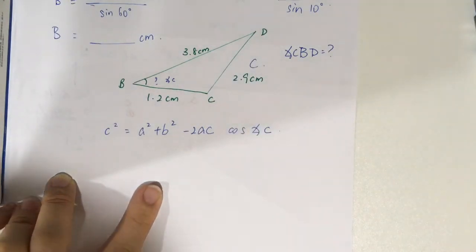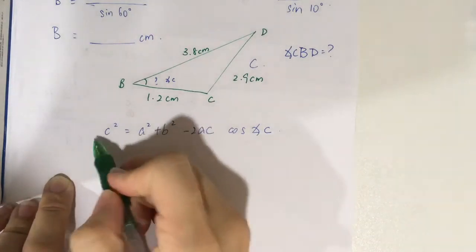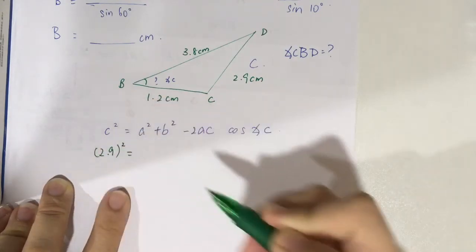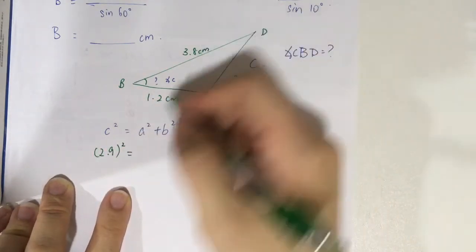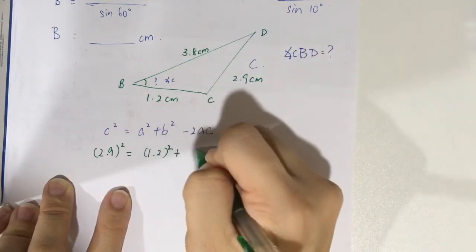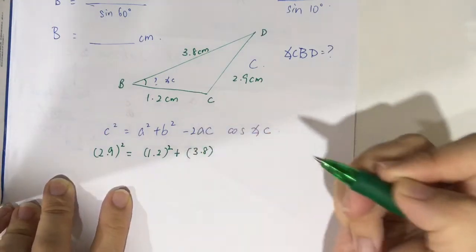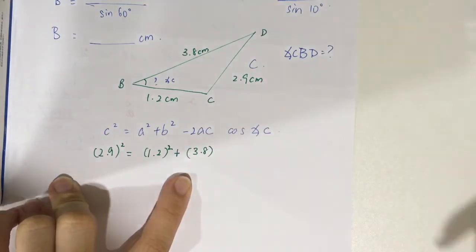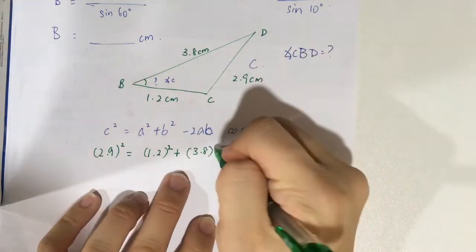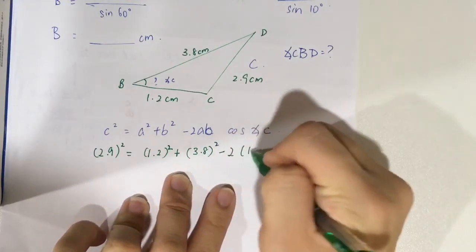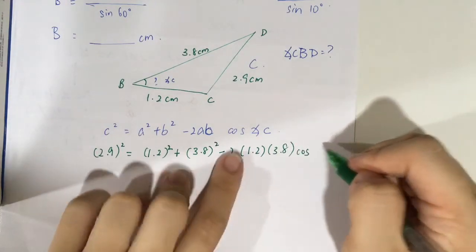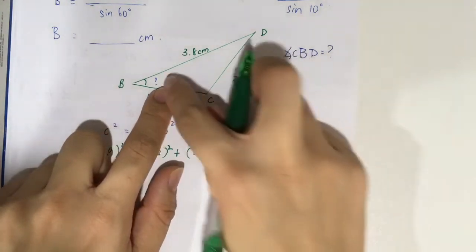So C square in this case is the length, so it's 2.9 square equals to A and B, anything. I can take 1.2 as A or 3.8 as A, doesn't matter. It won't affect anything. Sorry, this one I wrote down minus 2AB cosine C. Minus 2 bracket 1.2 3.8 cosine. I don't write angle C anymore because I know angle C.